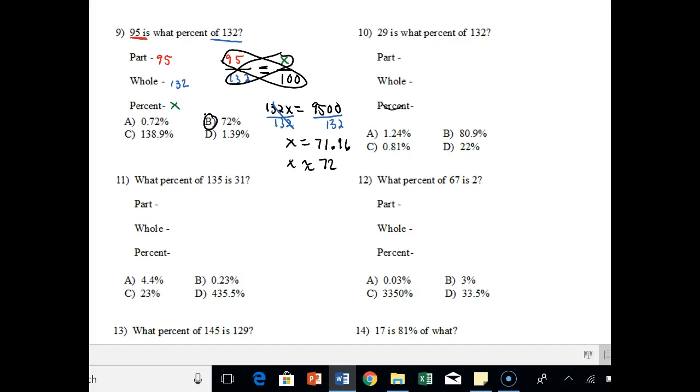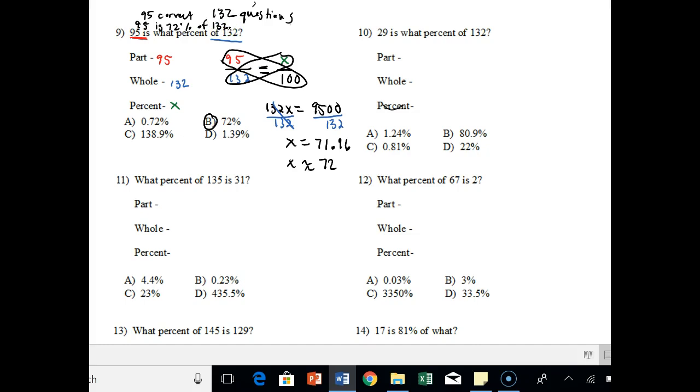So let's think about that. Just pretend you were taking a test, right? And you got 95 correct out of 132 questions, right? So your total was 132, right? This means that, okay, I got a 72% on that test. So what this means is 95 is 72% of 132, right?